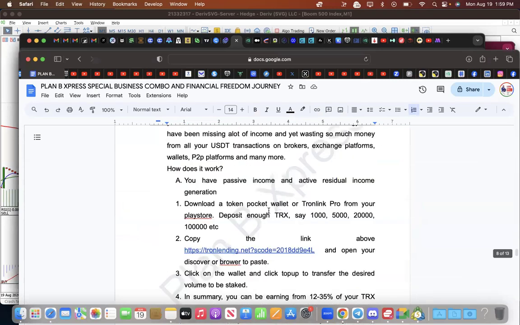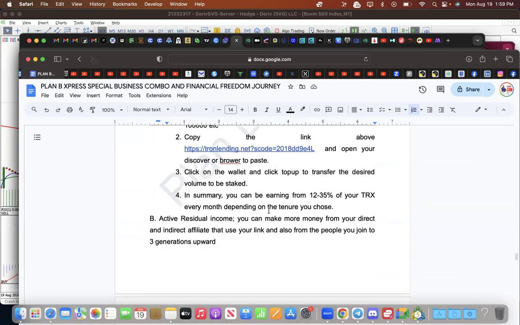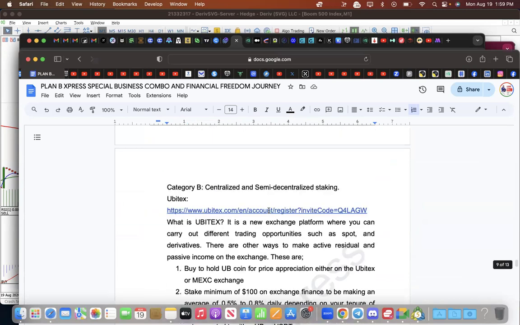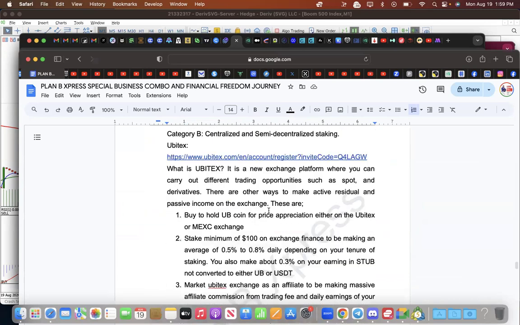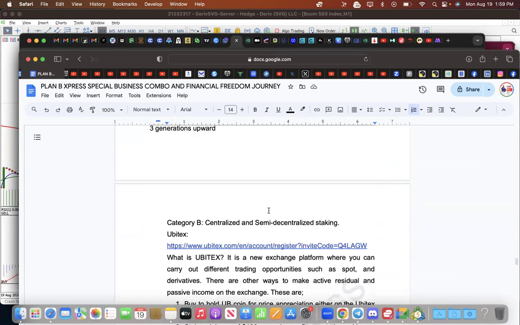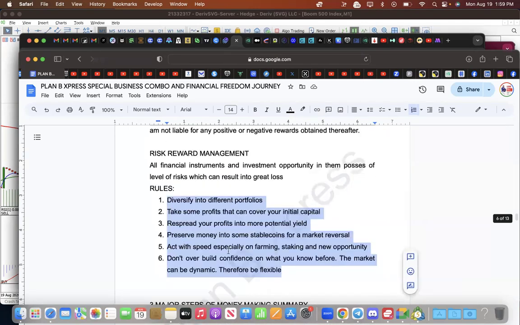Number one, of course, these are permutations because I'll tell people when it has to do with crypto, there are some things I will teach you. You'll be shocked. And you can now see this rule. This rule I set here. This rule number 5, act with speed, especially on farming, staking, and new opportunity. And I'm going to show you why, how.